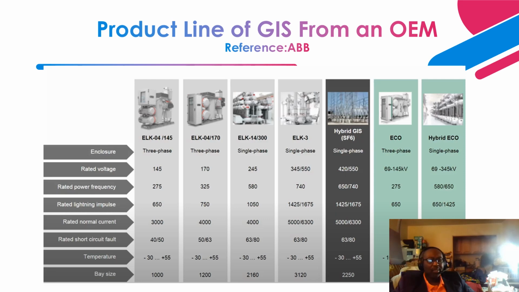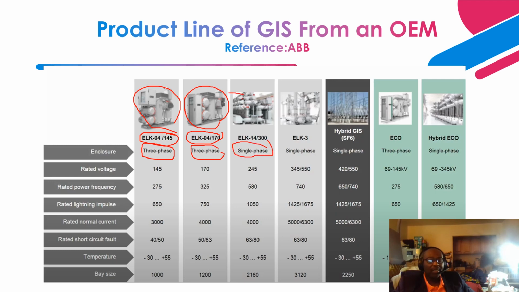As you can see over here, the first one is a three-phase type of GIS, and this is the model number of the GIS. This is also another three-phase, and this is the model number. Three-phase enclosure means that all three phases are in the same enclosure. They are not separated. This one is a single phase.